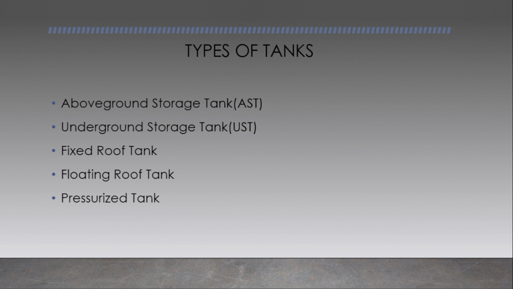Then we have the fixed roof tank. Basically, the roof is permanently fixed. The top of the tank doesn't move, and you only use this type of tank to store stable liquids, meaning liquids that do not easily vaporize. In the event of vaporization inside a fixed roof tank, pressure is exerted. When vaporization takes place, gases are formed, and as a result, pressure increases inside the tank.